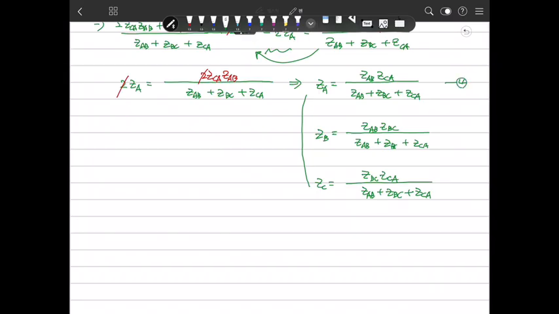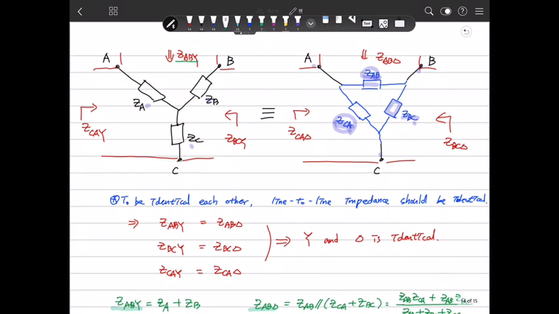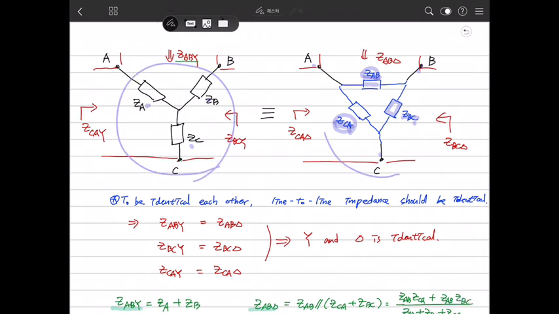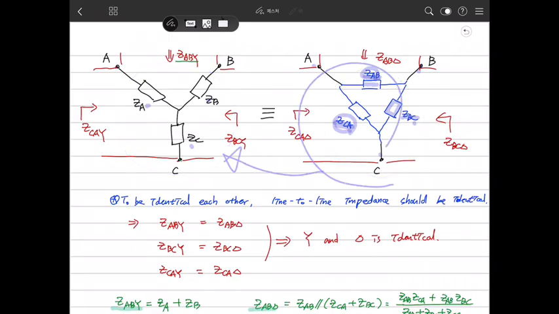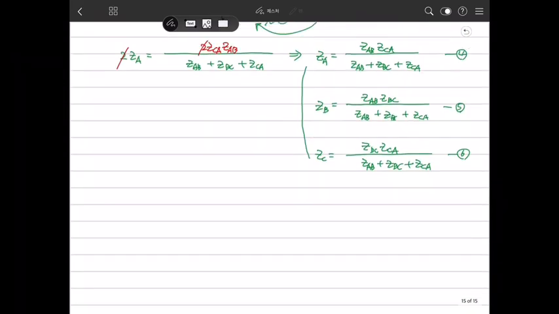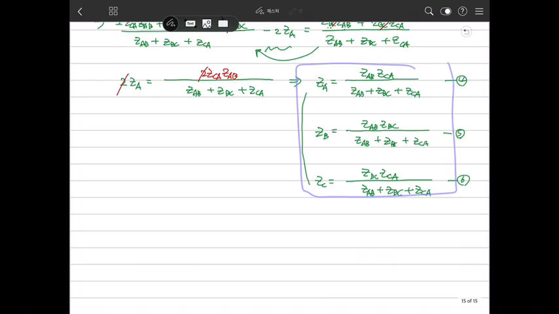This is 4, 5, and 6. This is a transformation of GA, GB, GC from the delta connection GAB, GBC, GCA. So if this circuit and this circuit are the same, then we need to transform the delta to the Y. Then we can use this relationship here.